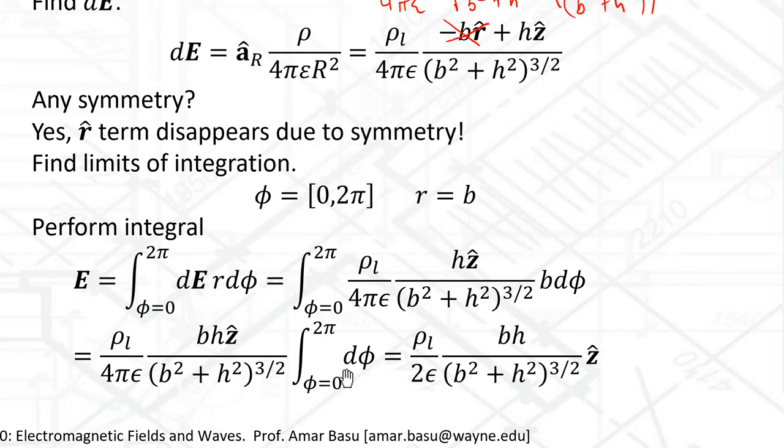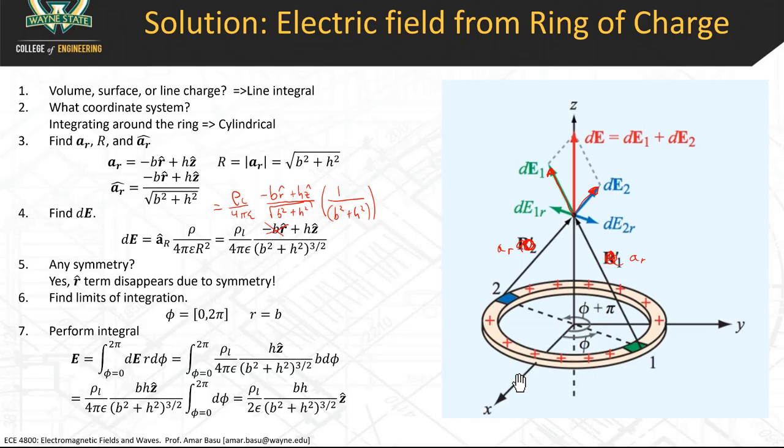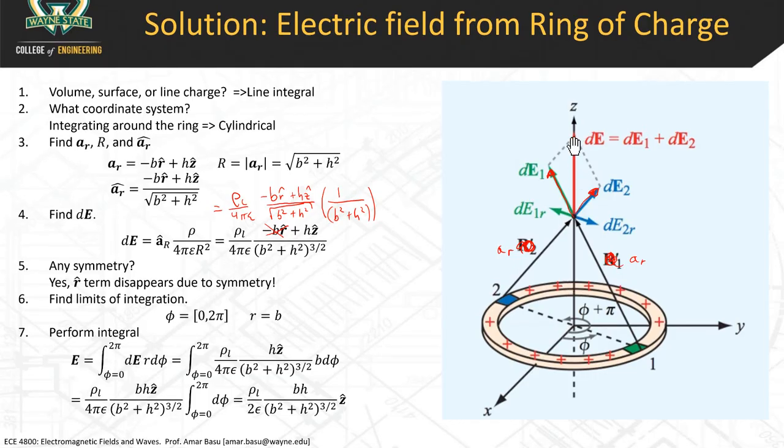And so the integral of d phi from 0 to 2 pi is trivial. It's equal to 2 pi. Then you get 2 pi here, and the 2 and the 2 pi cancel with the 4 pi here, and you're left with rho L times b h over 2 epsilon times b squared plus h squared to the 3 halves in the denominator. And this is all in the z hat direction. So the total electric field that you get at this point is just in the z direction. There's no R component to it.